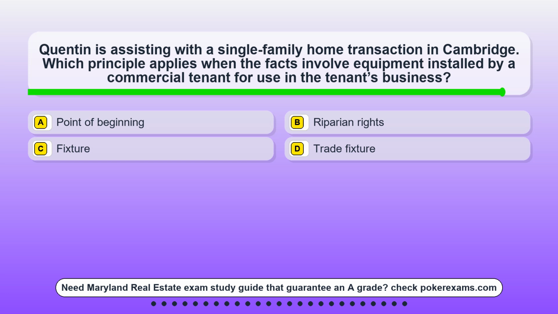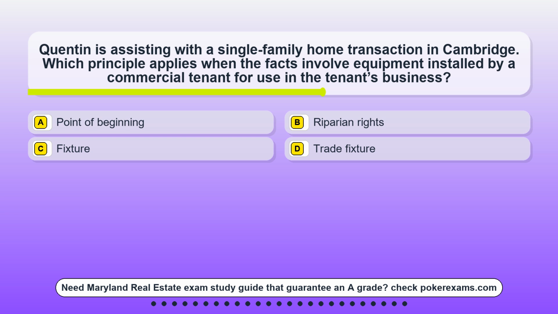Question 1. Quinton is assisting with a single-family home transaction in Cambridge. Which principle applies when the facts involve equipment installed by a commercial tenant for use in the tenant's business? Option A, point of beginning. Option B, riparian rights. Option C, fixture. Option D, trade fixture.